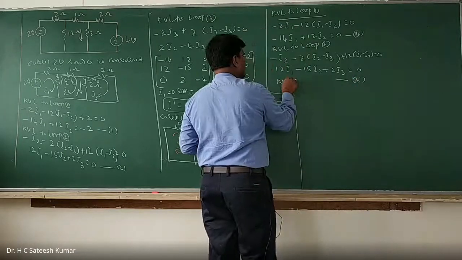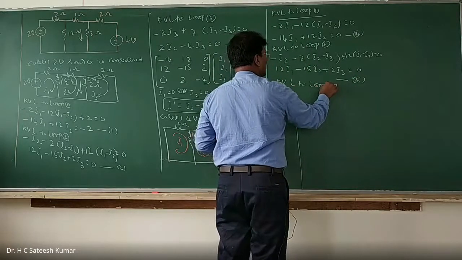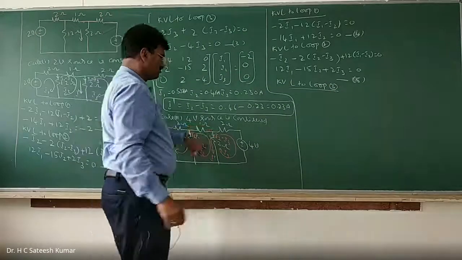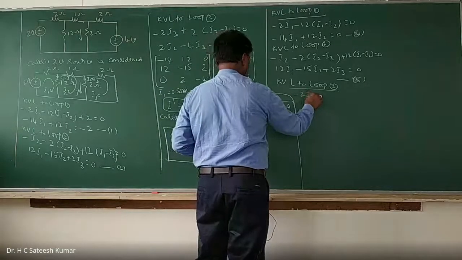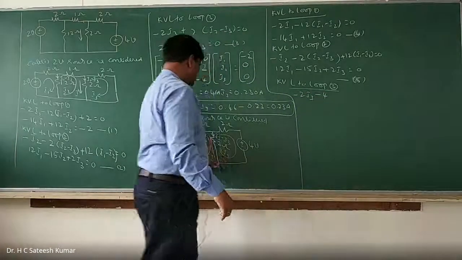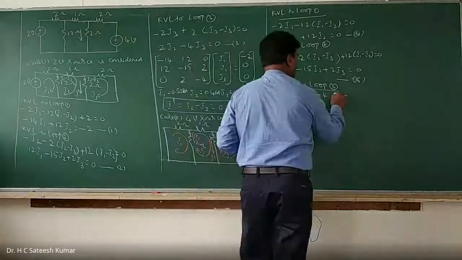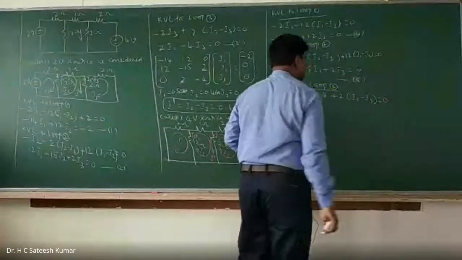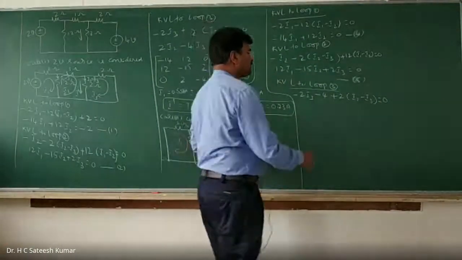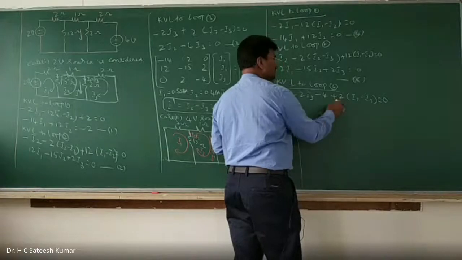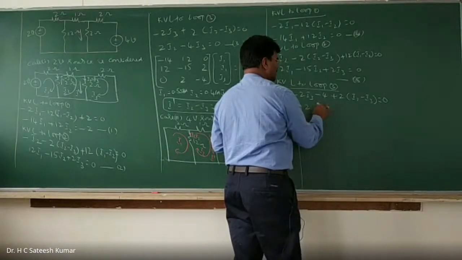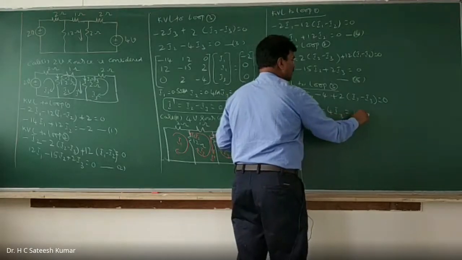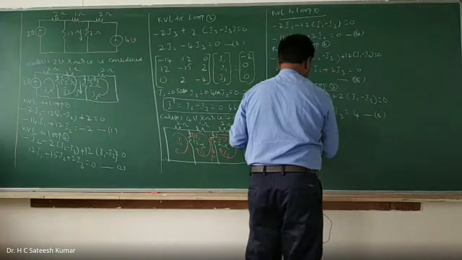KVL to loop 3, start from this point. Minus 2 I3, minus 4, plus 2 into I2 minus I3, is equal to 0. Now what is it that we have? 2 I2, I1 is not there, 2 I2 minus 4 I3 is equal to 4. Call this equation number 6. Now you write down the matrix.